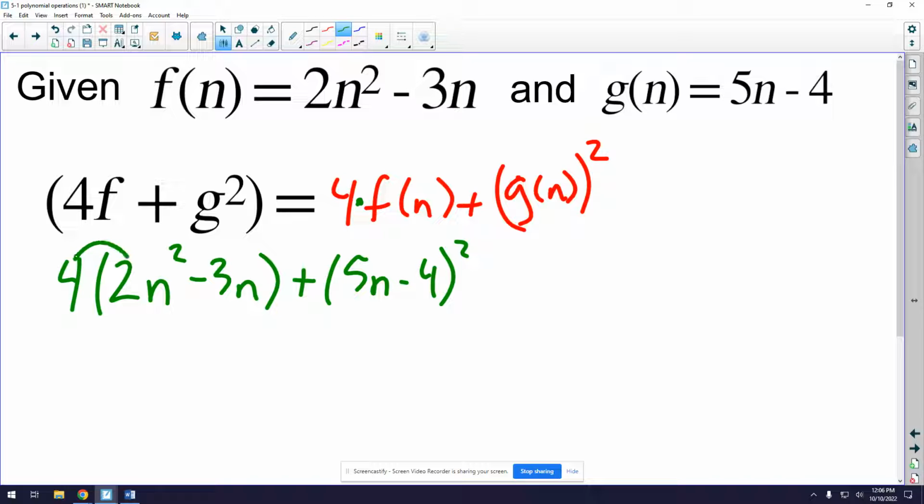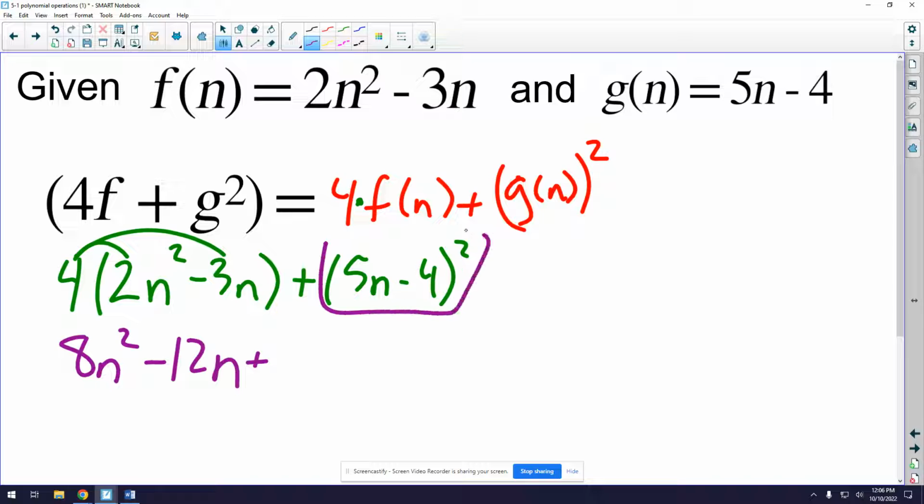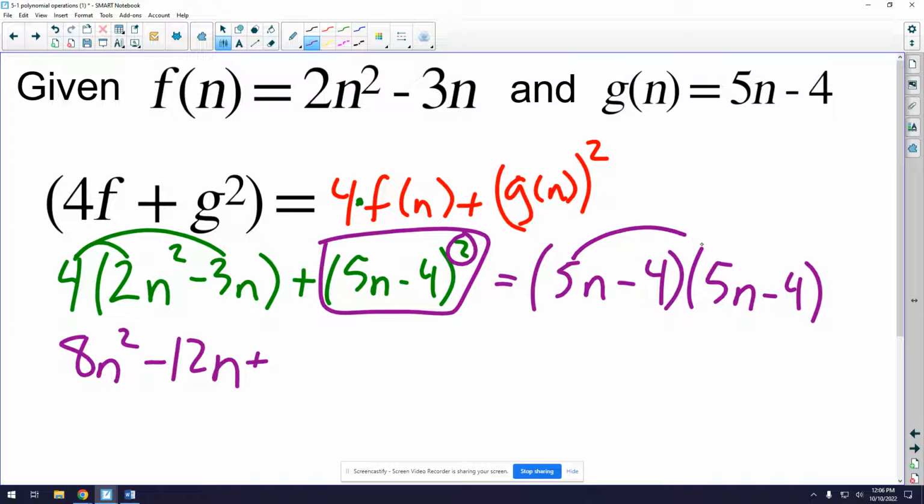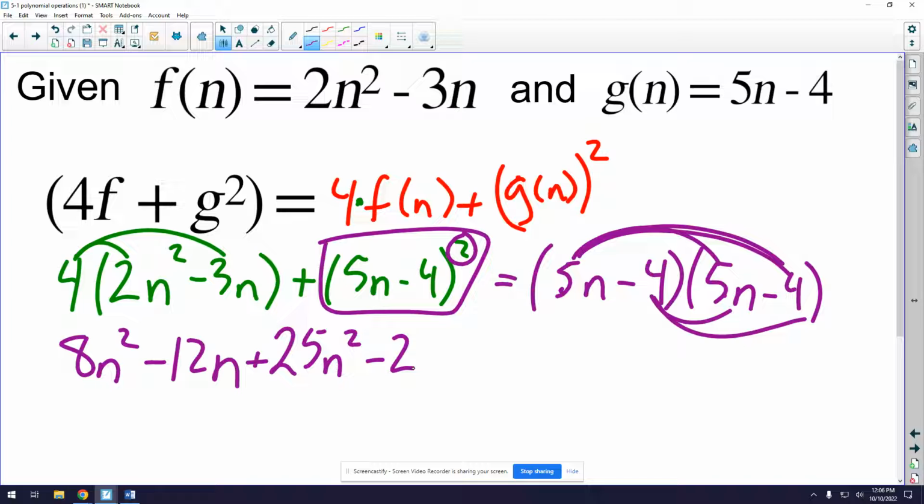Now the first one we can just distribute. This 4 to both of those terms would give you 8n squared minus 12n plus. Now recall that this, because of this squared, means to write that parenthesis twice. And FOIL. 5n times 5n is 25n squared. 5n times negative 4 is negative 20n. Negative 4 times 5n is negative 20n. And negative 4 times negative 4 is a positive 16.